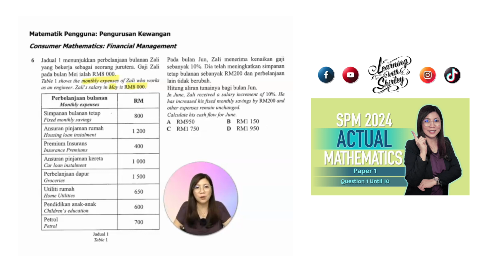And then he has to pay for housing loan installment, which is one of his expenses. Insurance premiums, 400 ringgit. Car loan installment, 1,000 ringgit. Groceries, 1,500 ringgit. Home utilities, like the electricity bill, the phone bill, the water bill, okay? So 650, and then children's education, 600 ringgit, and petrol, 700 ringgit.